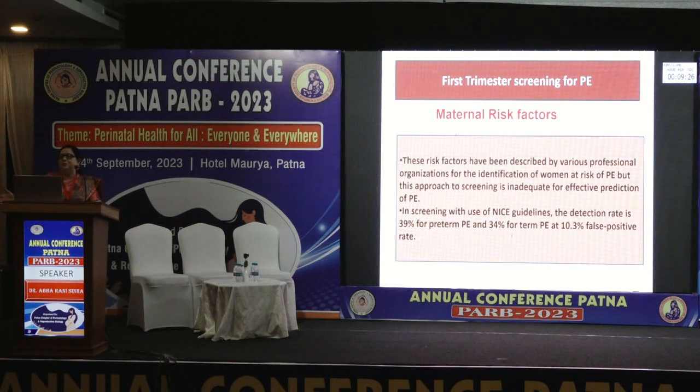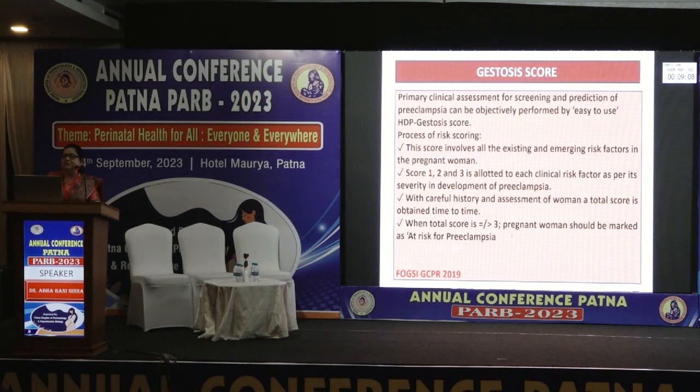Alone, if we only take the maternal risk factors, they are not very effective for predicting preeclampsia, because the NICE guidelines say that the detection rate for preterm PE only by risk factors is 39%, and for term PE it is only 34% with a 10.3% false positive rate.